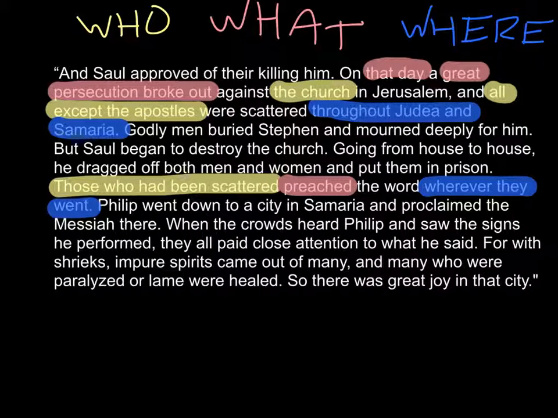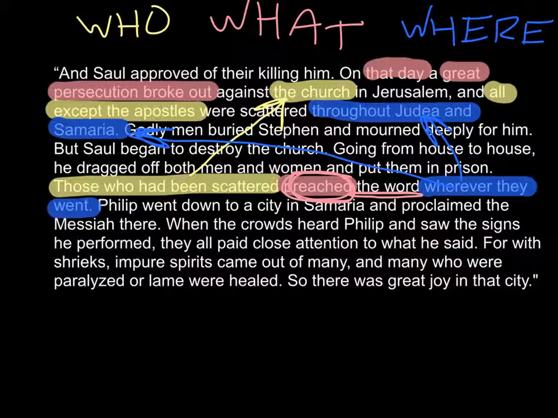So now that we know who it's talking about, those who had been scattered, which are members of the church that are also not the apostles. What they did, those who had been scattered, what they did was they preached. Okay, not the apostles. The apostles stayed in Jerusalem. They're still doing that. But those who had been scattered, the disciples, the church members, the regular folk, they preached the word wherever they went. And where did they go? They went throughout Judea and throughout Samaria.